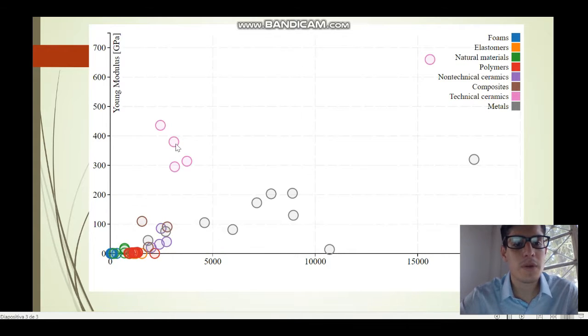Here is an example of a chart of Young modulus versus the density. Here we can see by the colors how the materials work, and how effective they are going to be in terms of Young modulus versus the density. For example, metals are considered to be way more effective.